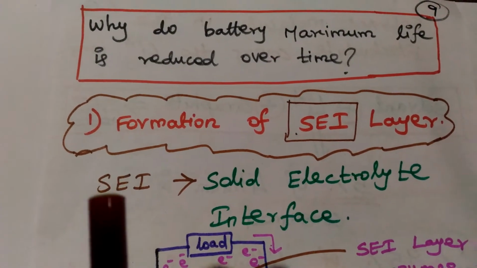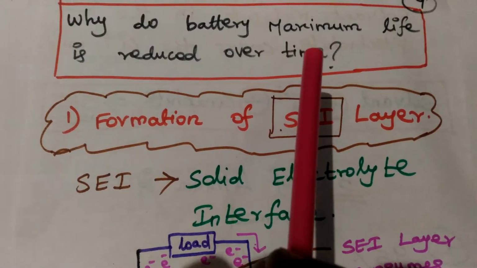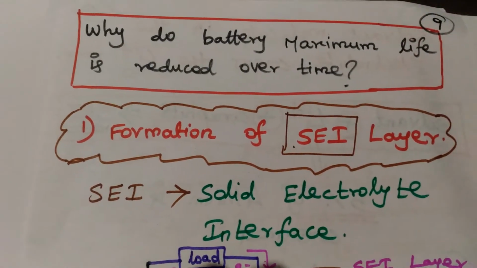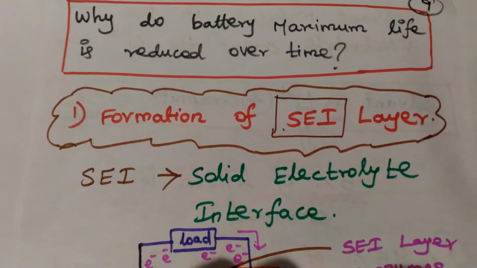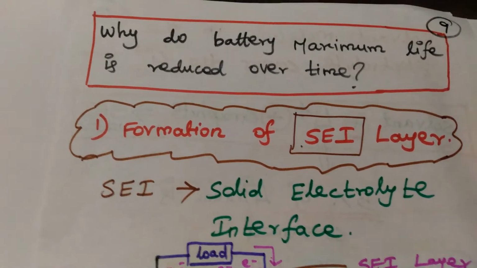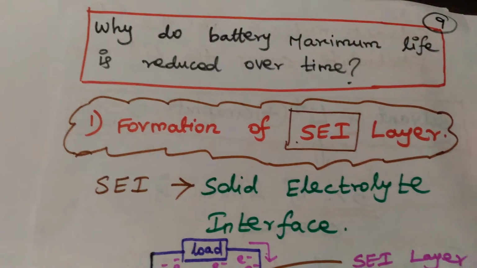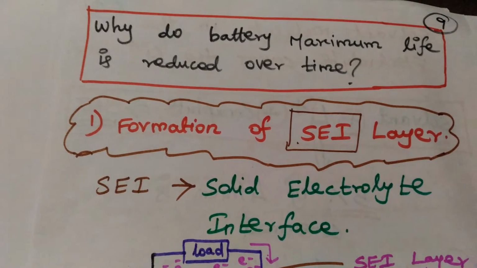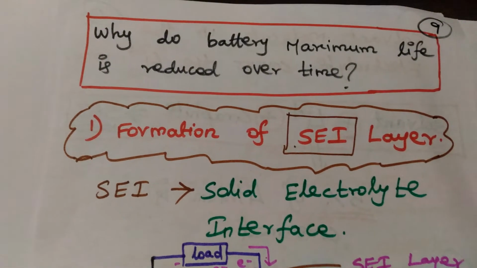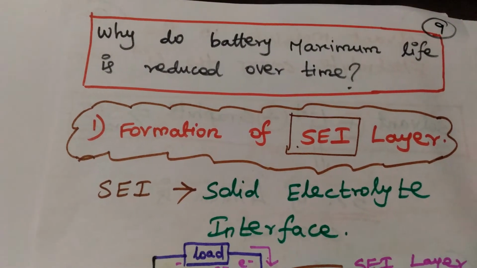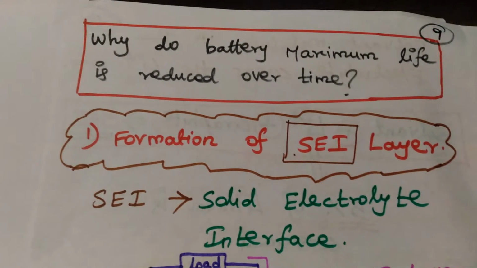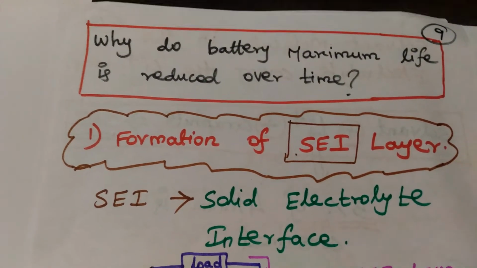In this video we are going to see why a battery's maximum life is reduced over time. That is, if you buy a new mobile phone, at that time the charge in the battery will last for 2 or 3 days, but as the days go on, the charge may last up to 1 day only, right? So we have to charge the battery again and again. This is mainly due to the reduction of the capacity of the mobile's battery.